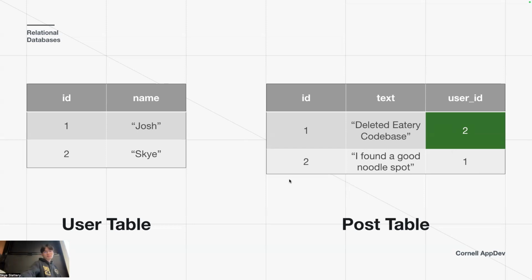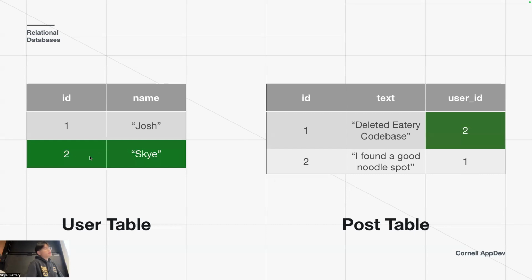So we store a column of the user ID of the creator, and that way you can encode the relationship that row corresponds to this row in the user table. So you can see a sort of relationship.